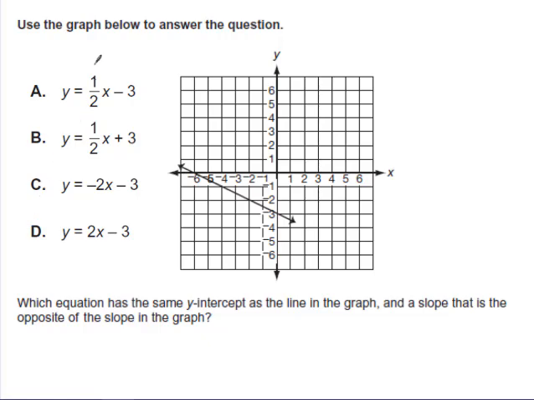And then the second question is using the graph below. It says, which equation has the same y-intercept as the line in the graph and the slope that is the opposite of the slope in the graph? Okay, so this one's kind of tricky. You look at this one right here, and you're going to find the equation that would make this line. But then it asks, which equation has the same y-intercept as the line in the graph and a slope that is opposite of the slope in the graph? Opposite means that if the answer is positive, then you give me a negative number. If it's negative, then you give me a positive number. Okay, so this will be interesting to see if you can figure this one out.